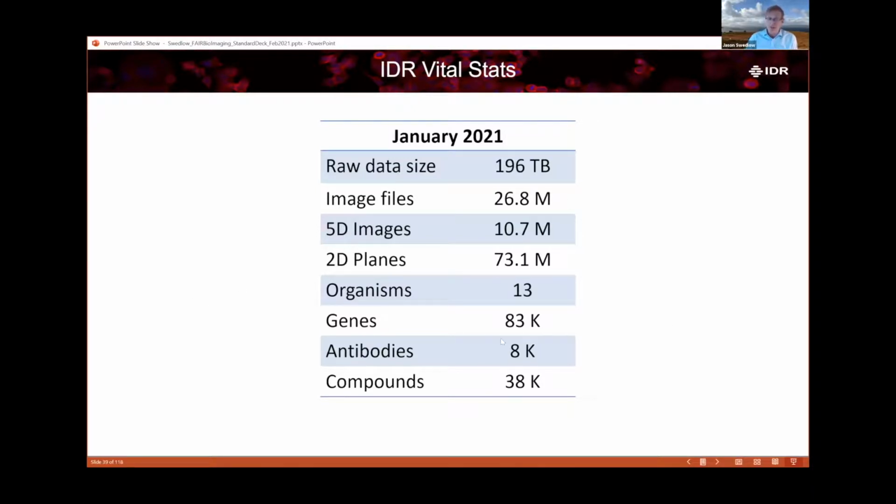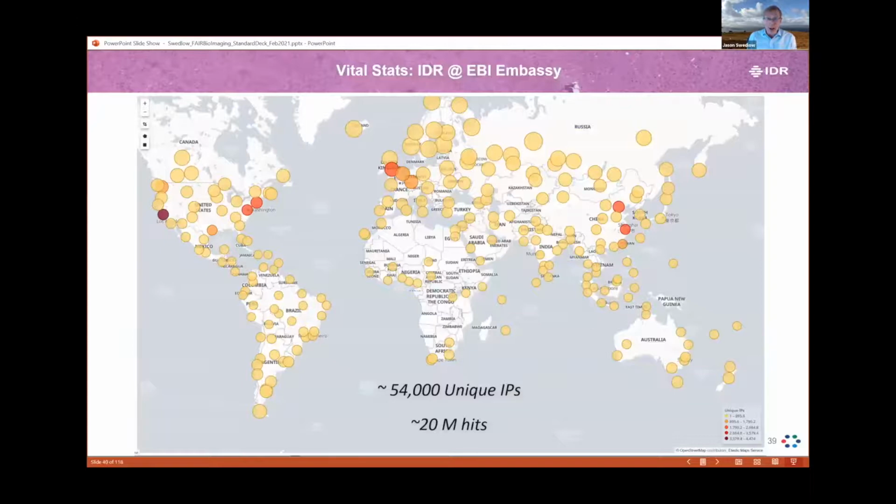A large number of different organisms, about 83, up to 85,000 genes now, a large number of antibodies, and a series of chemical compounds. So lots of imaging data and then lots of metadata is probably the way to think about this. IDR is heavily used. We get about 20 to 30 million hits a year, about 50,000 unique IP addresses worldwide, which seems to somehow map to a number that's around the number of research institutions in the world. So that's great.